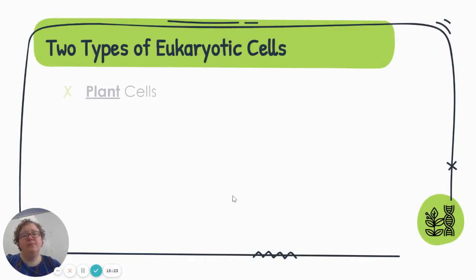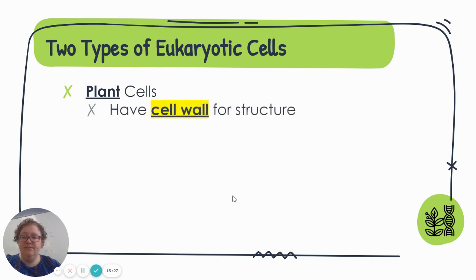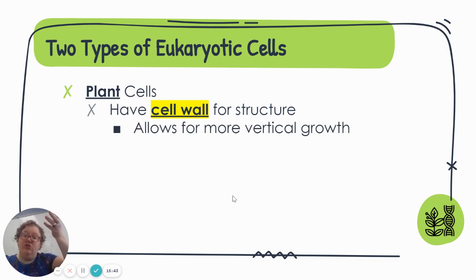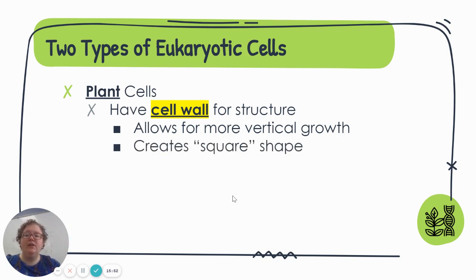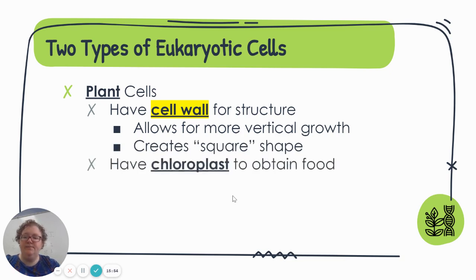All right, there are two different types of eukaryotic cells. We kind of mentioned both of them already. So there are plant cells. Plant cells have a cell wall for structure. This is unique to plant cells, right? The cell wall is going to be very nice and rigid, kind of stiff. It makes the cells look square or rectangular. This is going to allow plants to grow taller. Without the structure of that cell wall, the plants would just be floppy, squishy little things. Cell wall allows for that vertical growth. Again, it creates that square shape of the cells.